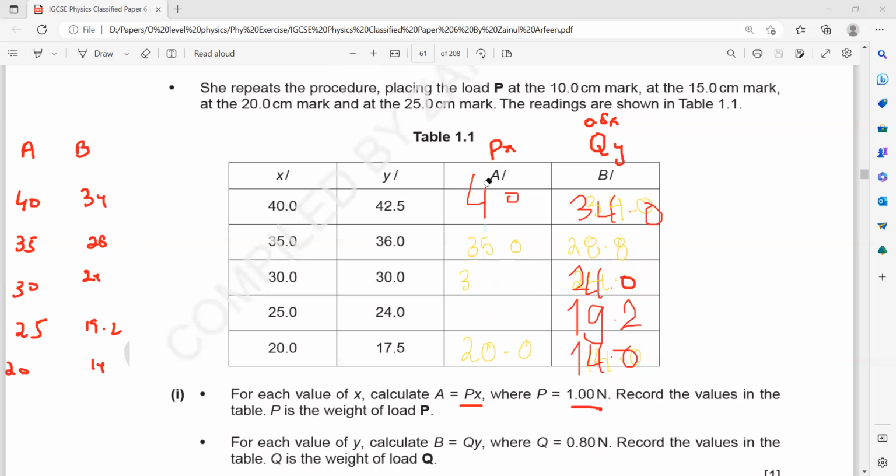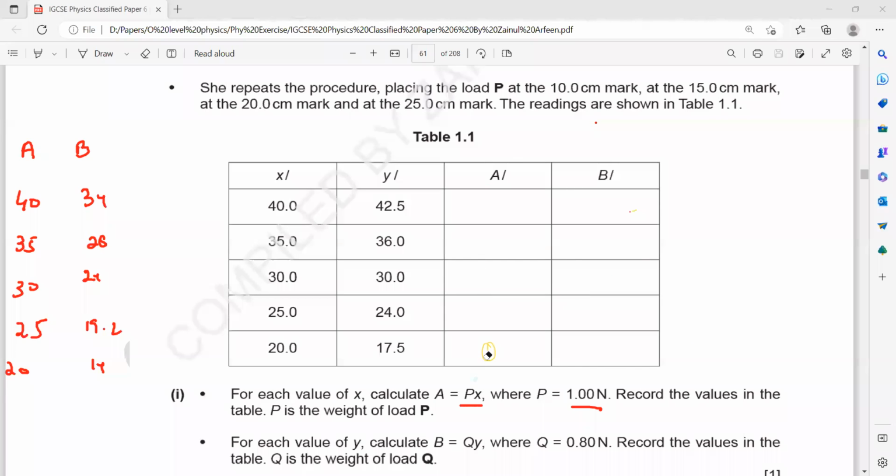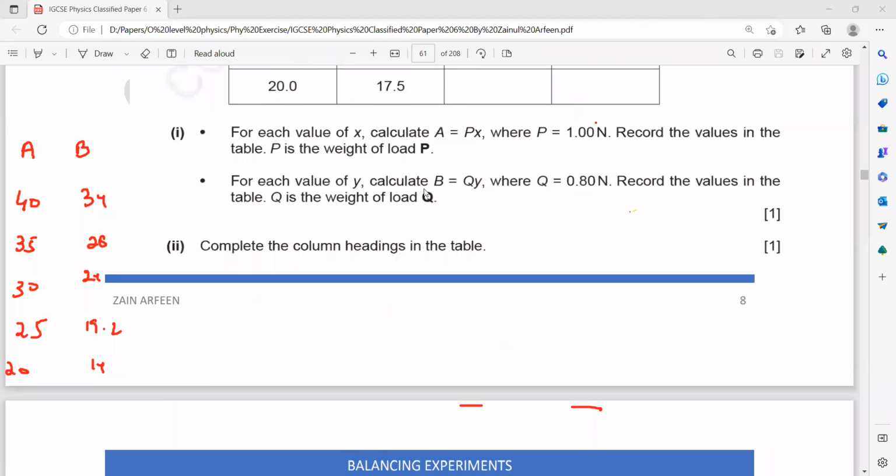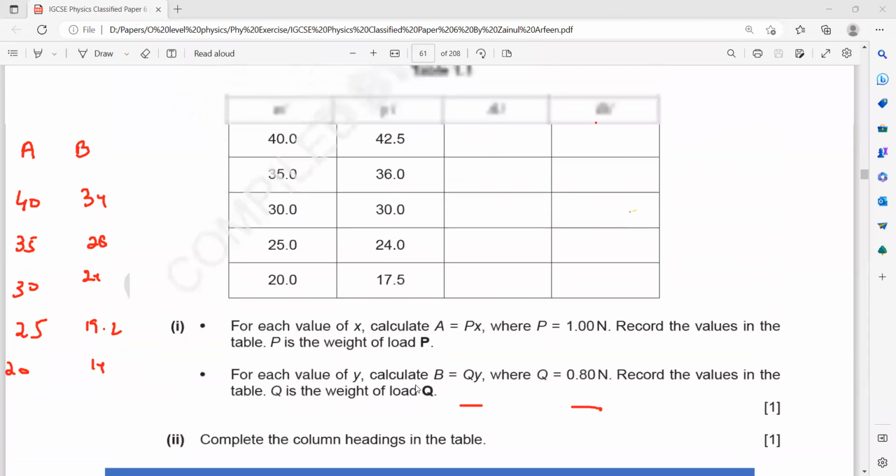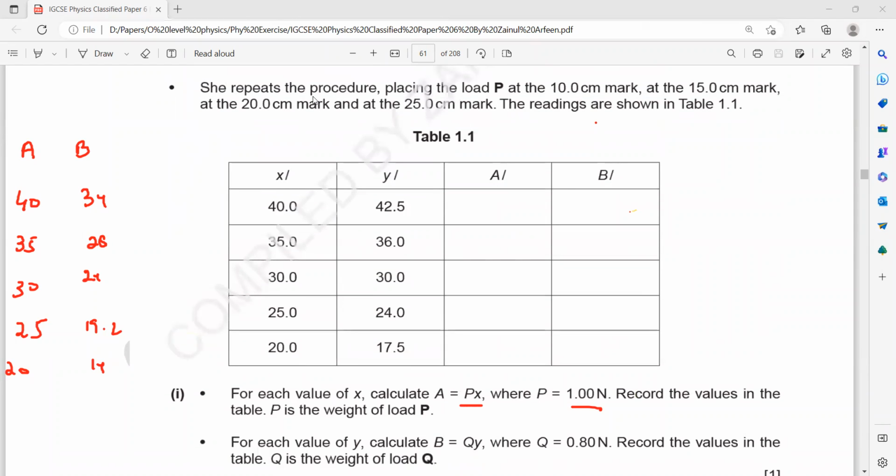The next part, complete the column heading. Column heading means the units. What is the unit of X? X is a distance here on a meter rule. What is X? Meter, millimeter, centimeter. It is written 40, so it is centimeter. What is the unit of Y? Because Y is also a length, it is also centimeter.